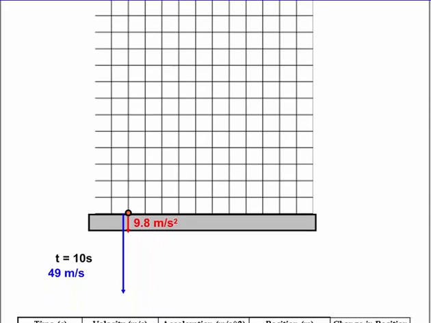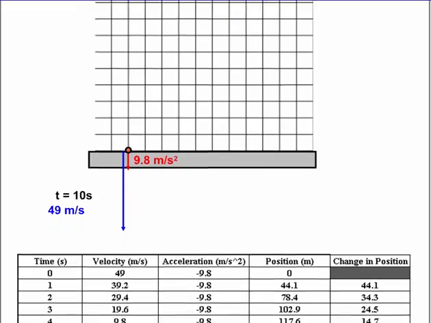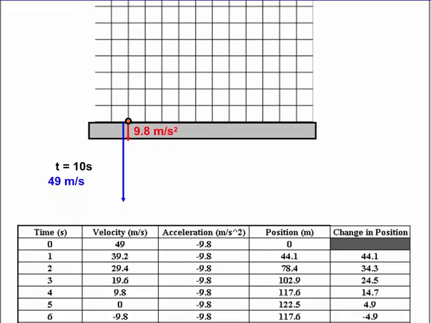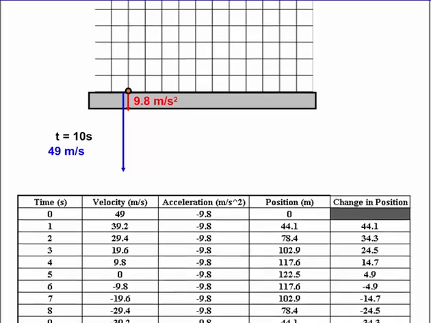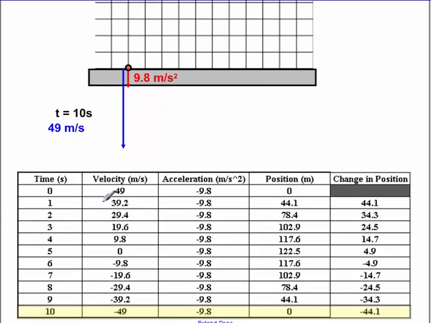I hope it helps you understand the relationship between velocity and acceleration, and the relationship as you go up, and the relationship when you come back down. There's a direct relationship here as far as the magnitude of the values. They're in opposite directions, but the magnitudes will be the same.